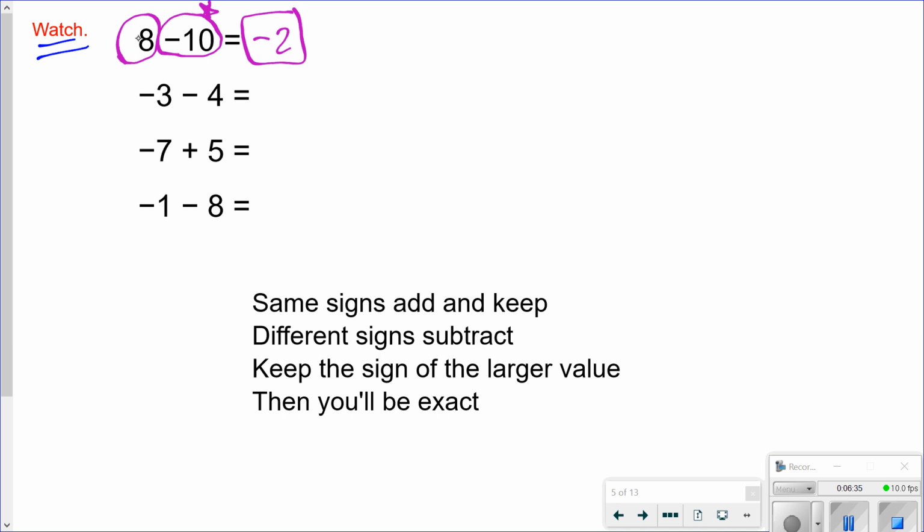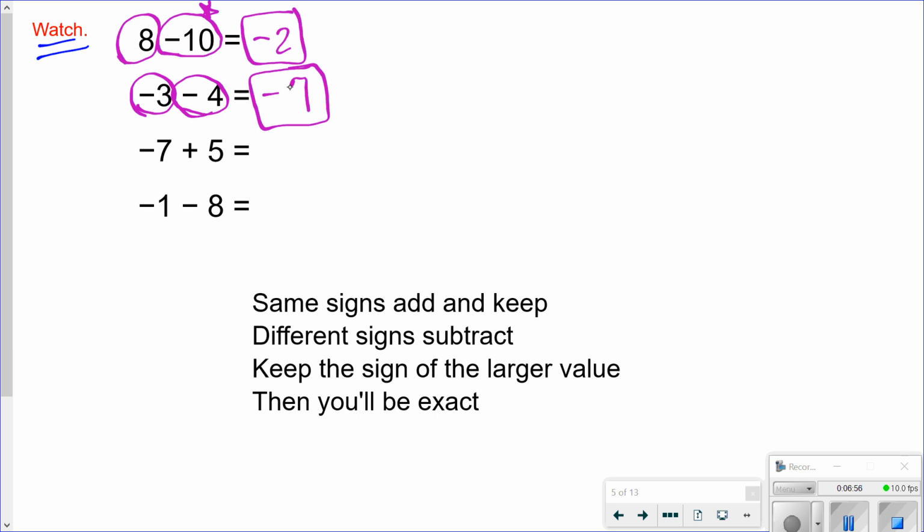Next question. 3 has a negative in front of it, and the 4 has a negative in front of it. Same signs, add and keep. So you add these together and you keep the negative sign. -3 minus 4 is going in the negative direction. It gets more negative, and so your answer is -7.